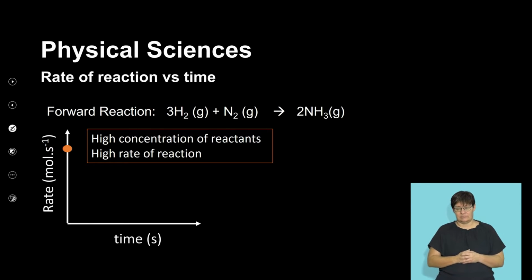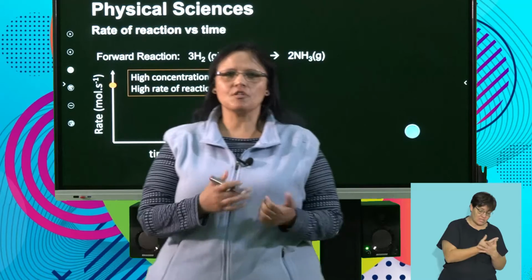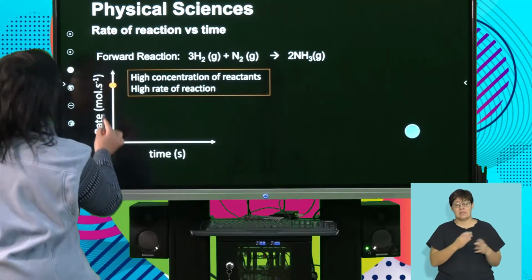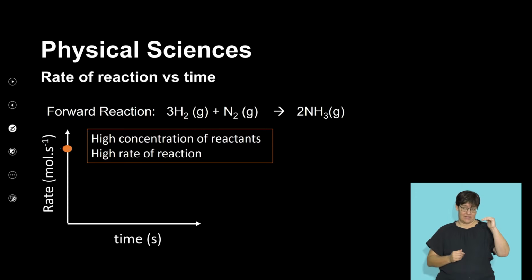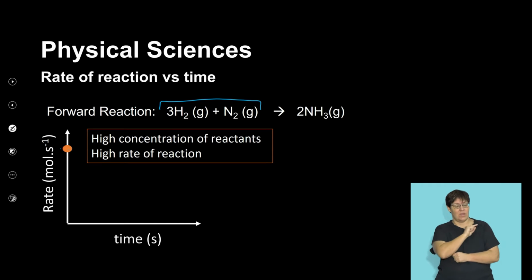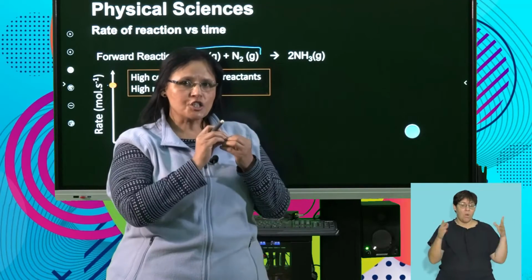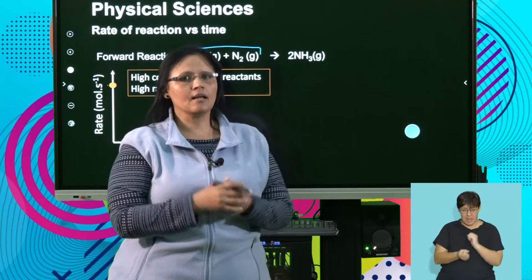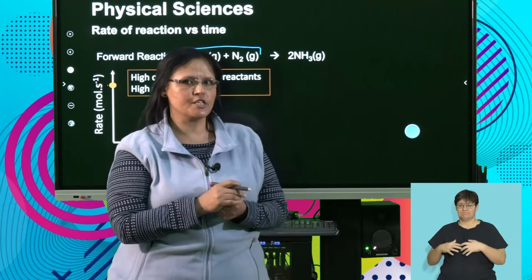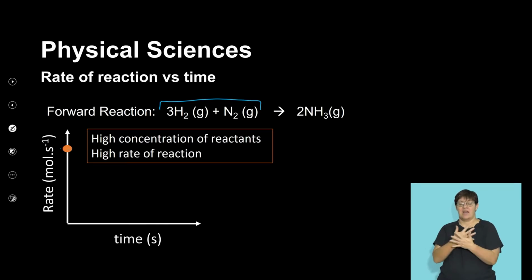If I can go to a graph and plot a rate over time graph, I can actually do the following. Remember, we started off with a high concentration of nitrogen and hydrogen. So for the forward reaction, we had loads of this, and because we had loads of it, we had a high rate of reaction because there were lots of particles that could collide. And remember what we said, the more collisions there are per unit time, the higher the likelihood of effective collisions, and that leads to a high rate of reaction.